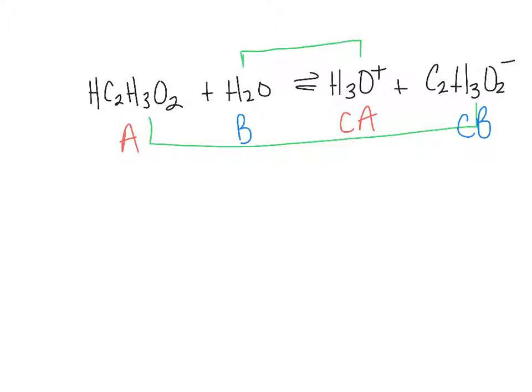If you are a very strong acid, you will have a very weak conjugate base. If you are a very strong base, you will have a very weak conjugate acid. So its conjugate partner will be the opposite in strength.